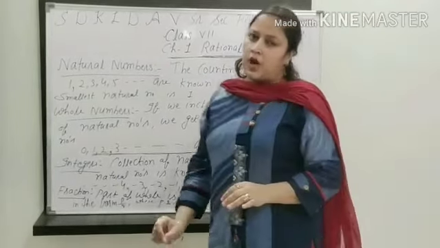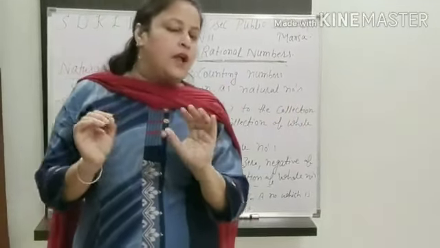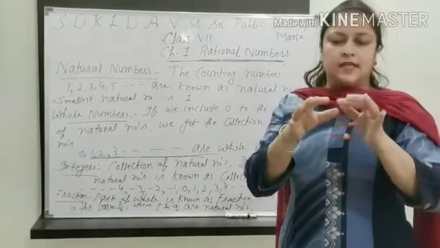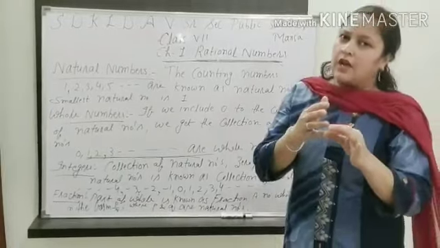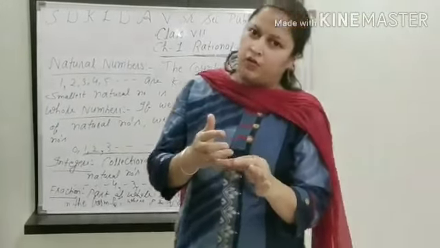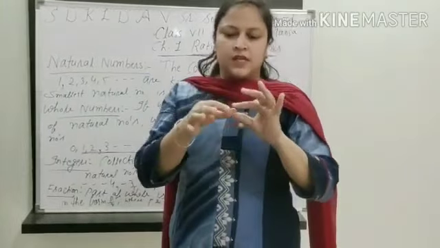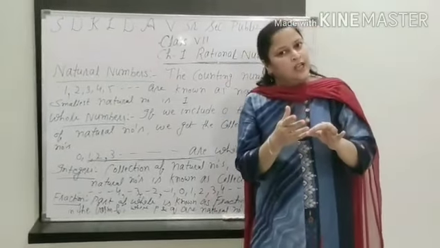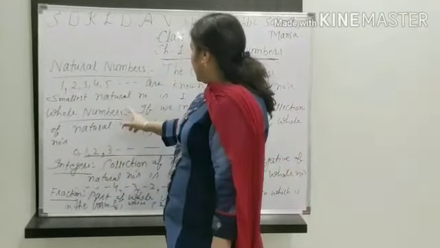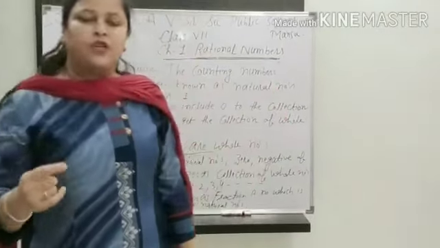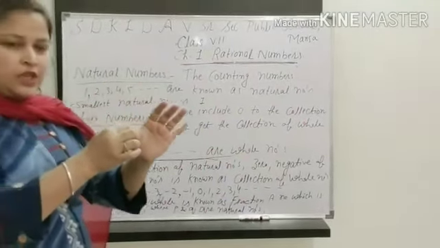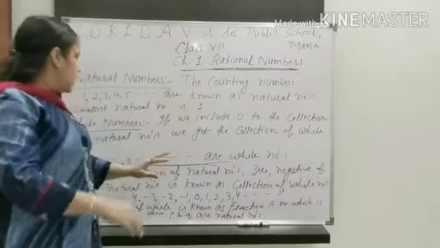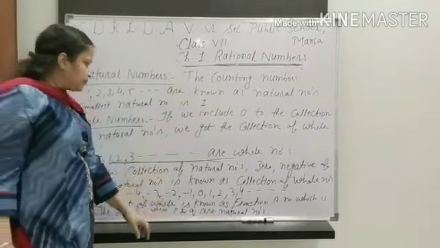But if I want to count the fingers of both hands, how will I count? 1, 2, 3, 4, 5, 6, 7, 8, 9, 10. I have used 10 numbers while counting. These 10 numbers are known as natural numbers. Smallest natural number is 1. How? Because while counting, we cannot start from 0. We can never say 0, 1, 2. Therefore, smallest natural number is 1.